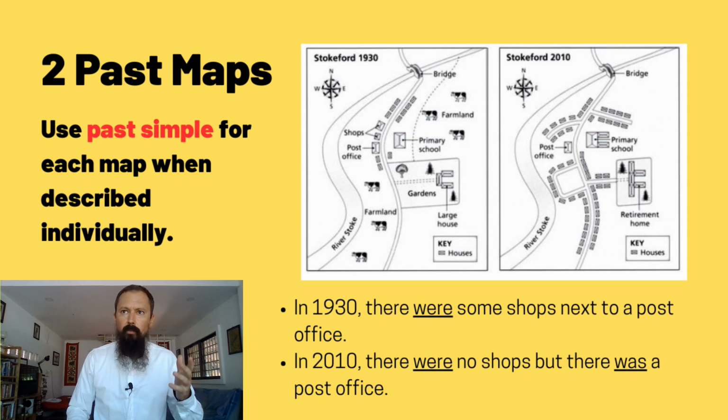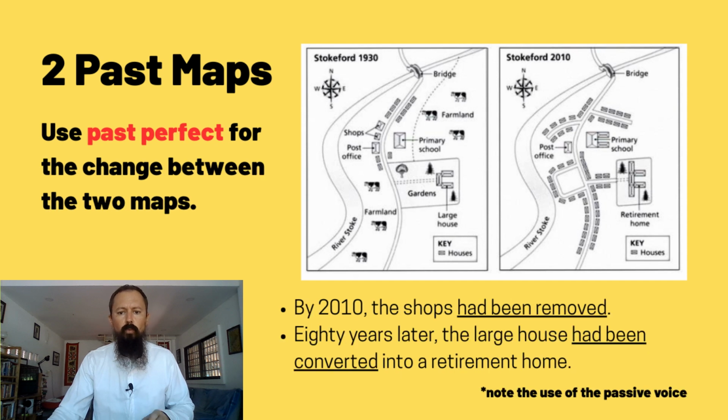However, when we look at the second of the two maps, we really want to show changes that have occurred. That's a very important part of task 1. So we're quite often going to use the past perfect tense. The past perfect tense is something that we use to show what happened by a point in the past. So what happened before. And it's very useful in this situation because we have a point in the past, 2010 in this case, and we want to say what happened prior to that.